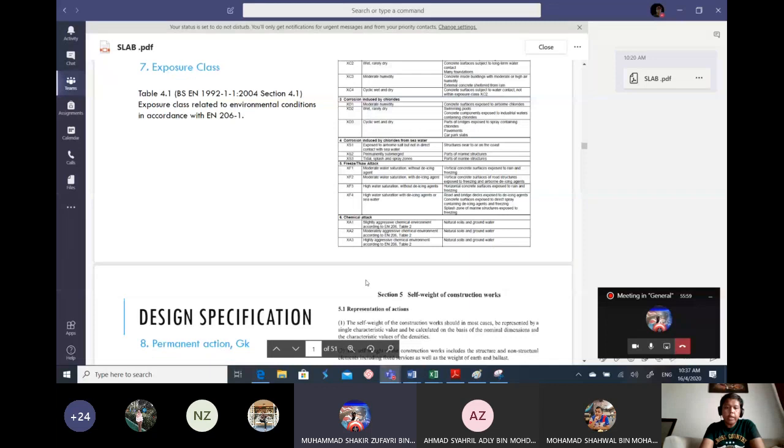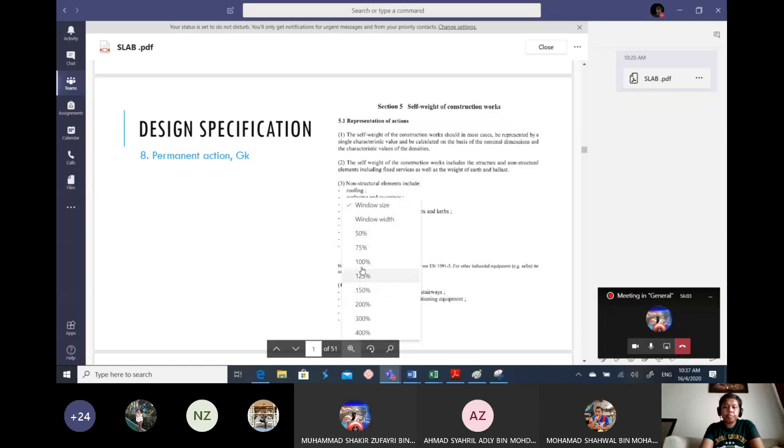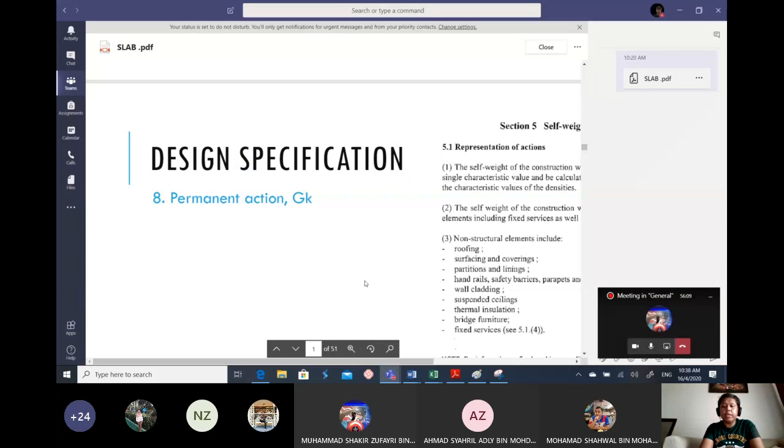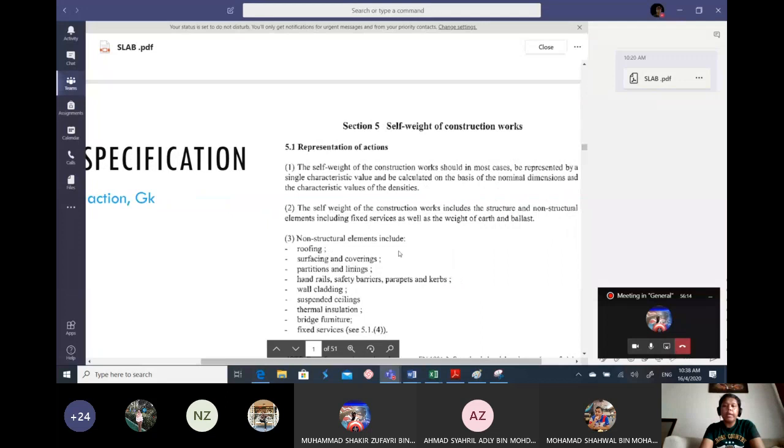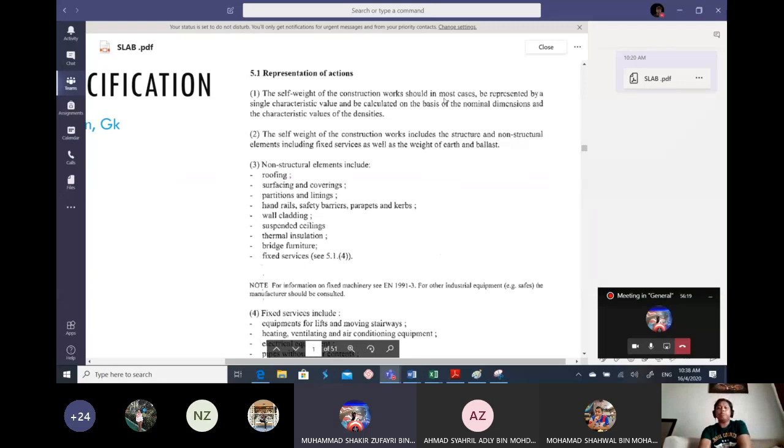Okay, and then is a permanent action. Okay, so tengok eh. Dalam permanent action ni, okay, sebenarnya dalam Eurocode tu semua dia dah bagi tahu dah. What are the elements that will contribute to the permanent action? The self-weight of construction work should in most cases be represented by a single characteristic value and be calculated on the basis of the nominal dimension and the characteristic value of the density.